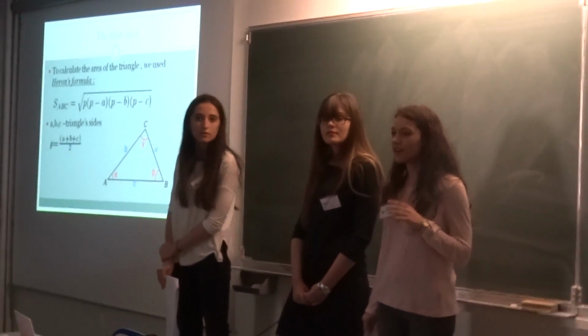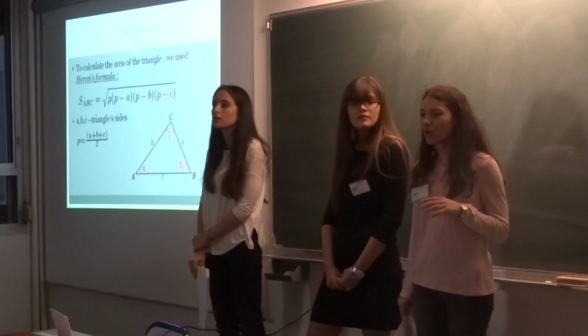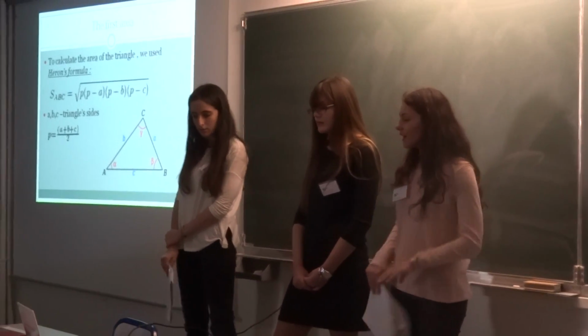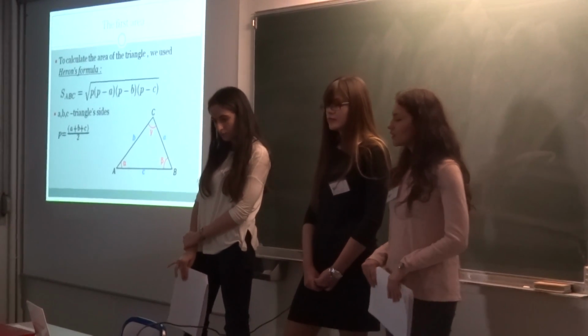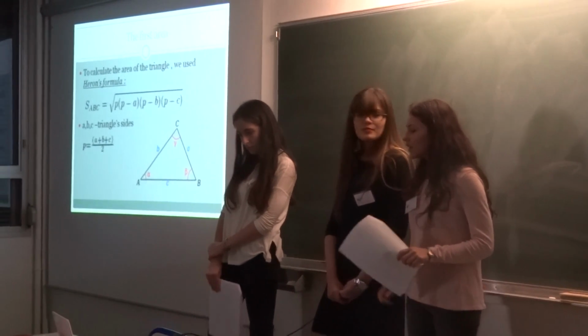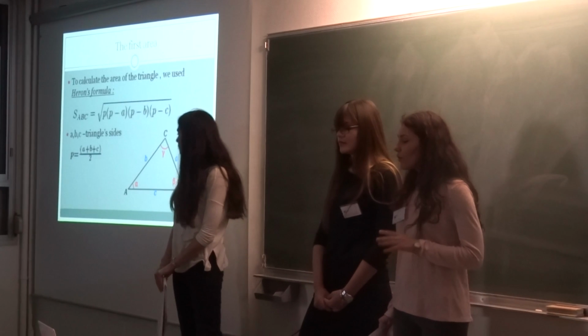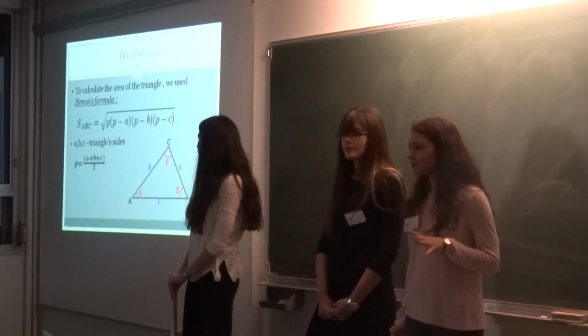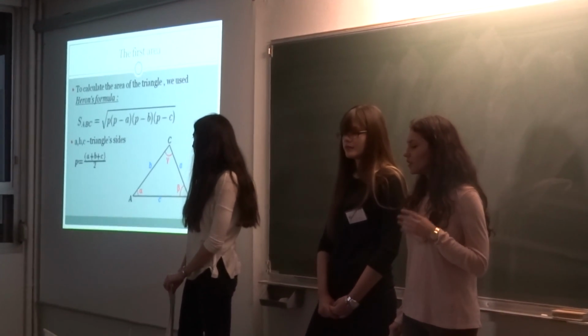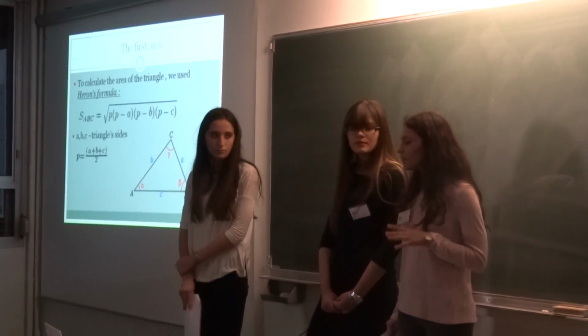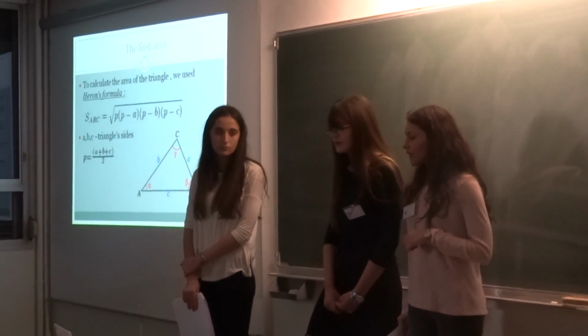Calculate the area of a triangle from its side lengths. The area is equal to the square root of p times p minus a times p minus b times p minus c, where p is the semi-perimeter of the triangle, so it equals a plus b plus c divided by 2.